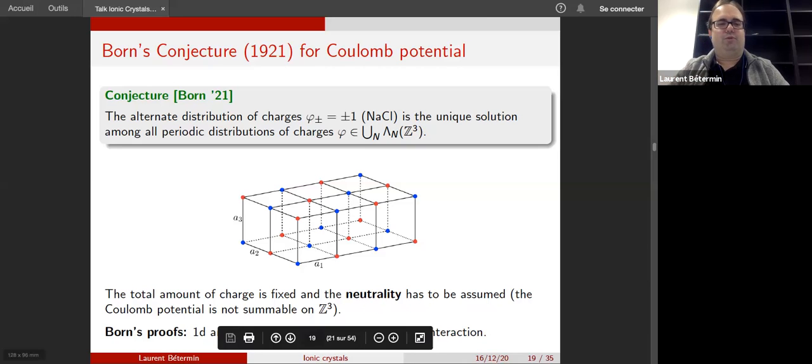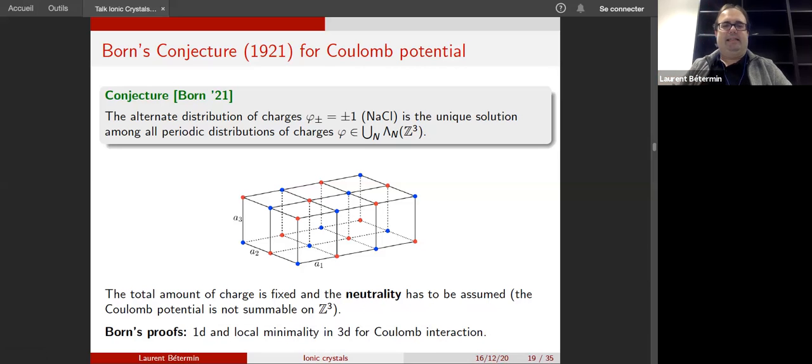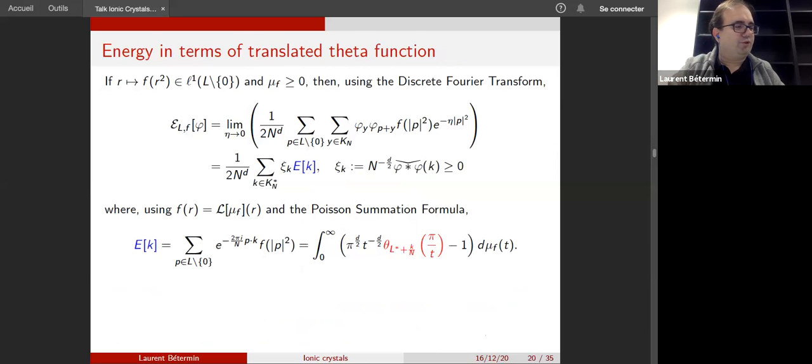Because your Coulomb potential is not summable, you have a problem of definition of the energy in that case. And Born proved that in 1D, and he proved the local optimality, the local minimality, of the rock salt structure in 3D. And we follow his path, and the idea was to show this result, but in more generality.